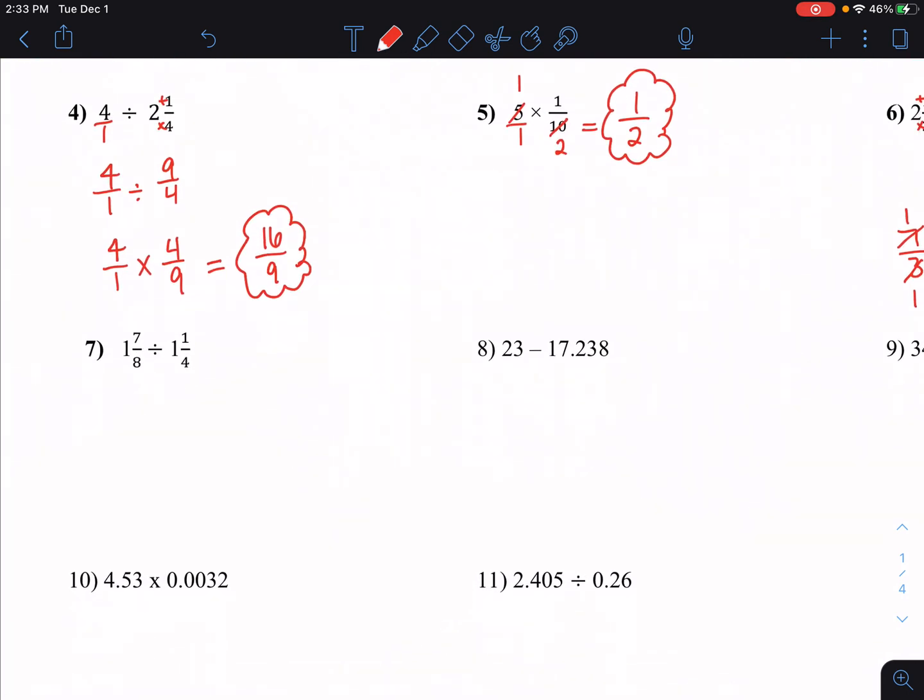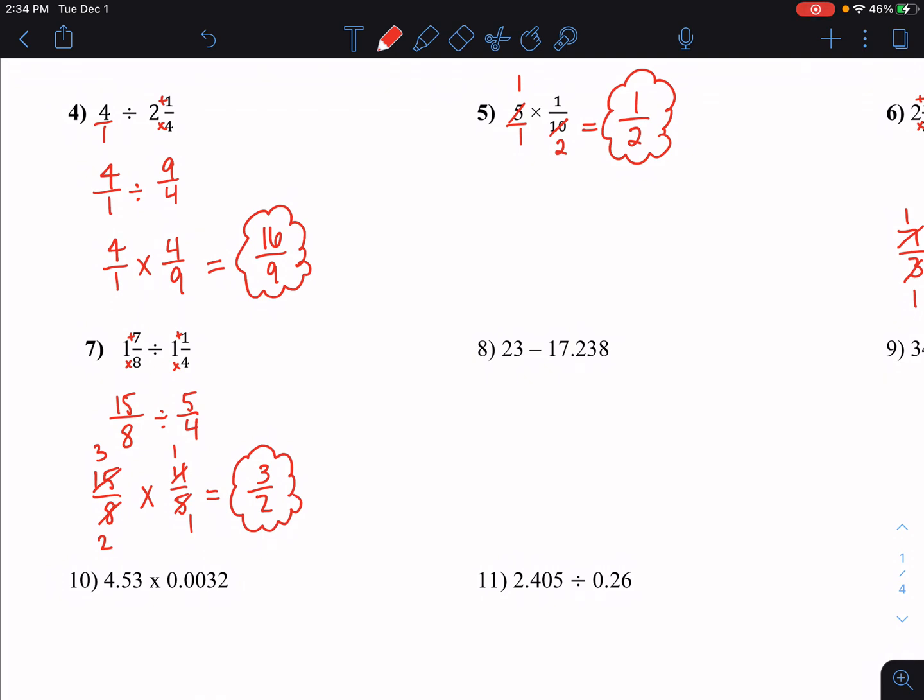For this one, I'm going to, again, change to improper fractions, so multiply by the bottom, add the top. So 15 over 8 divided by 5 over 4. I'm going to keep the first fraction, change the sign, flip the second fraction. Now I'm going to do my cross-canceling. So 15 and 5 have a 5 in common. 4 and 8 have a 4 in common. So this is 3 over 2.